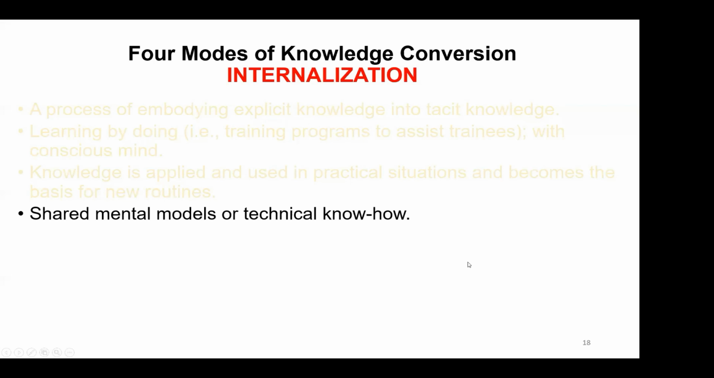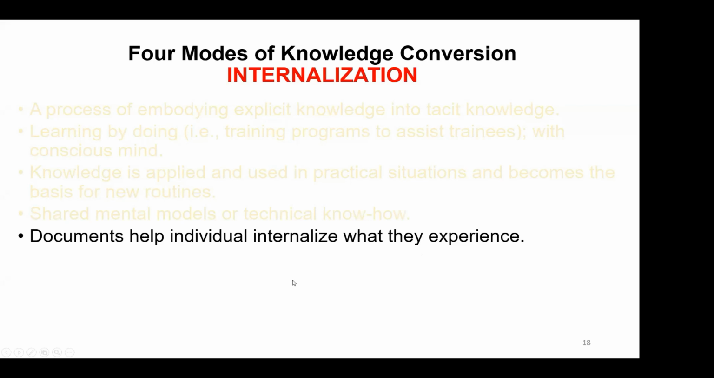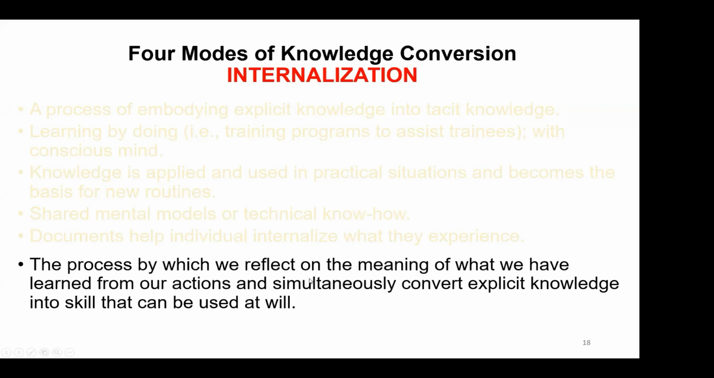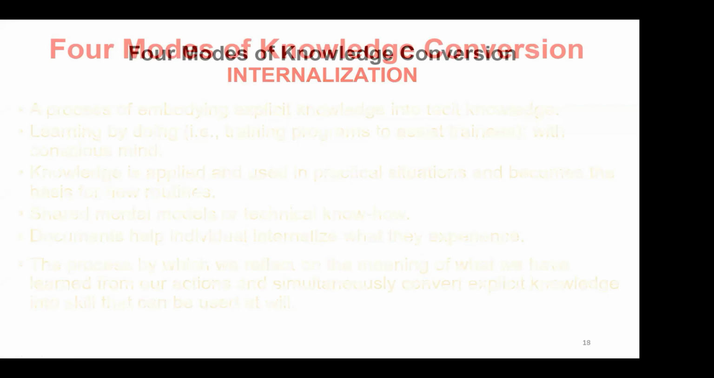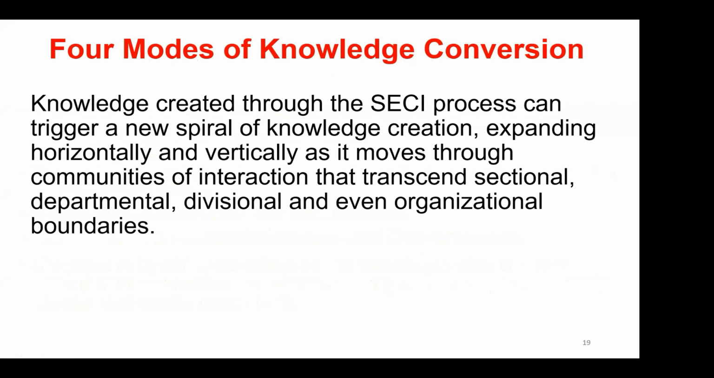Shared mental model and technical know-how. So when we are sharing that, we are also sharing the same thinking, and also the technical know-how that we transfer, okay? And then documentation helps to internalize what they experience, okay? And then the process by which we reflect on the meaning of what we have learned from action converts explicit knowledge into skill that can be used. So this is where we put everything together, internalize it, and finally the process goes again through the spiral. You're going to start again with searching, socialization, externalization, combination, and internalization. So this is what triggers the spiral of knowledge creation.